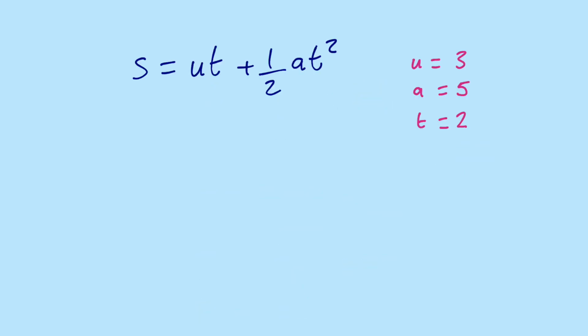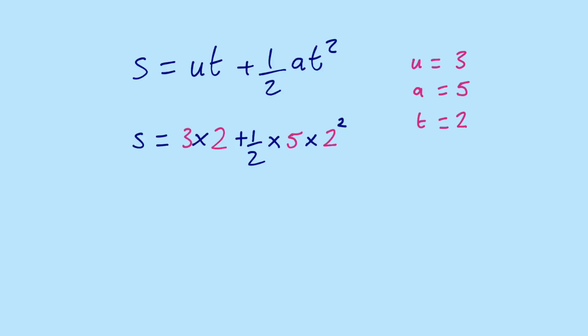Let's have a look at this tricky example. You can see you have many variables. You have U, A and T, and the subject of the formula is the S. So let's substitute them all in. So we've got our U's in here, our T's here as 2, and A, which is 5.